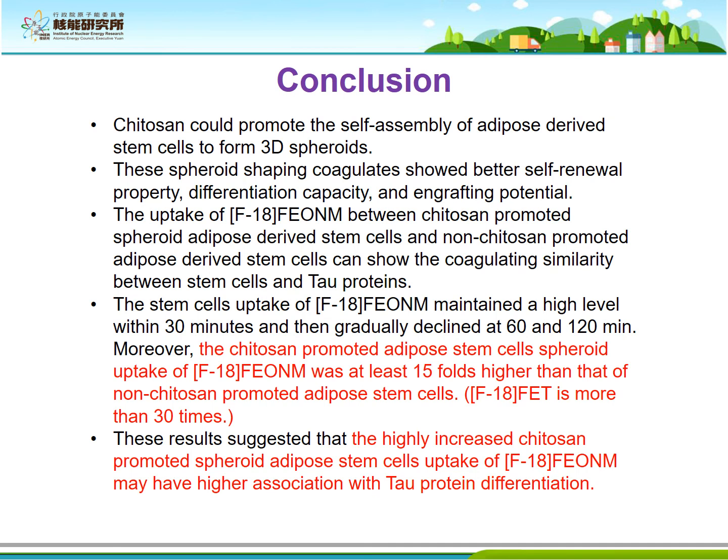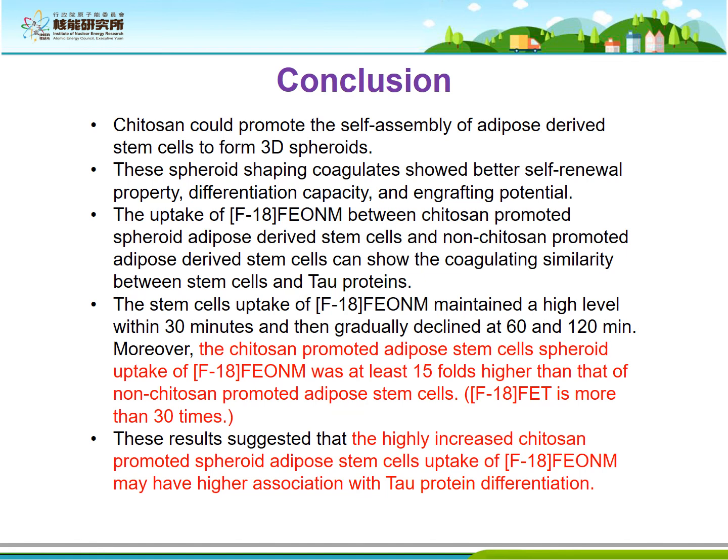Conclusion: Chitosan could promote the self-assembly of adipose-derived stem cells to form 3D spheroids. These spheroid shaping cells showed better self-renewal property, differentiation capacity, and engrafting potential. The uptake of fluorine-18 Feonm between chitosan-promoted spheroid adipose-derived stem cells and non-chitosan-promoted adipose-derived stem cells can show the similarity between stem cells and tau proteins.